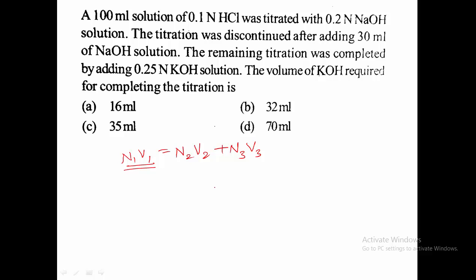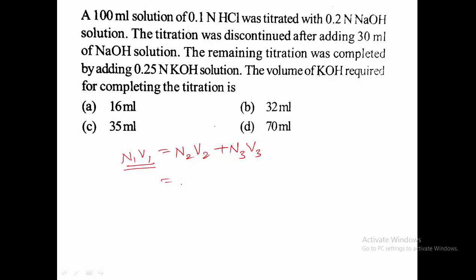ಈಗ ಇಲ್ಲಿ 2 ಟೈಪ್ ಬೇಸಸ್ ಆ್ಯಡ್ ಮಾಡಿದ್ದೀವಿ, ಸೊ ಹಂಗಾಗಿ ಏನು ಮಾಡ್ತೀವಿ, N2V2 ಪ್ಲಸ್ N3V3. ಸಪೋಸ್ ಇನ್ನೊಂದು ಯಾವುದಾದ್ರೂ ಬೇರೆ ಬೇಸ್ ಆ್ಯಡ್ ಮಾಡಿದ್ವಿ ಅಂತ ಹೇಳಿದ್ರೆ ಪ್ಲಸ್ N4V4 ಅಂತ ಮಾಡ್ತಿದ್ವಿ. ಓಕೆ, ಸೊ ಹಿಯರ್ 2 solutions are there, NaOH and KOH. So first N2V2 means normality of NaOH and volume of NaOH.